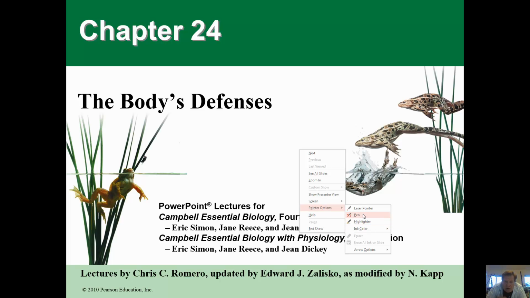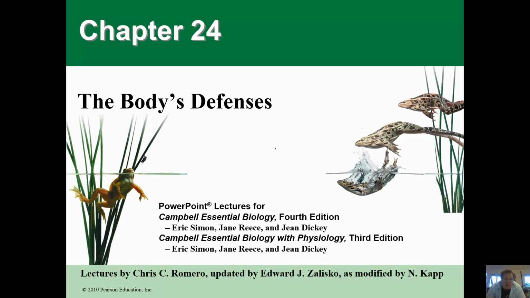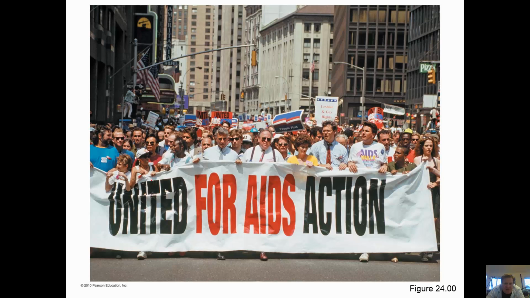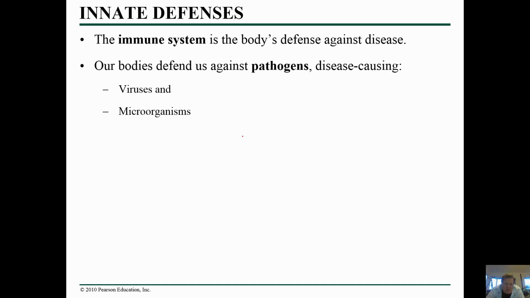And let's go. Basically, in chapter number 24, we're going to look at how organisms defend themselves. Again, a vaccine is a harmless derivative variant of a disease-causing microbe. Vaccinations against HIV, the virus that causes AIDS, have not been successful. There's a number of reasons for that. In the past, we found that we can get harmless versions of a pathogen and use it, and it would work. And in this case, it didn't. And so we'll get more into that detail.